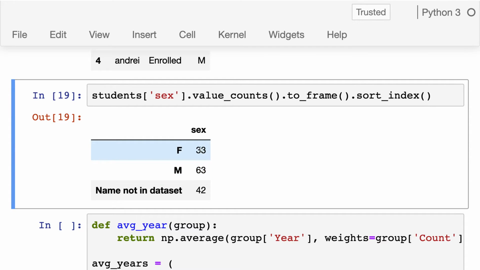It looks like I predict that there are about 33 females in this class and 63 males and 42 questionable people. And I suspect that people's names are questionable, for example, because in the summer we get a lot of international visitors who are coming from some other country. And because of that, their names aren't registered in the US government, and their names are probably not in this data set. All right, so why don't we try it out?